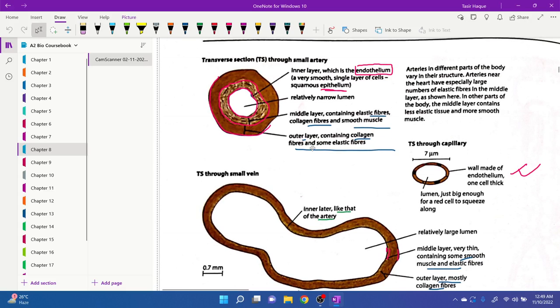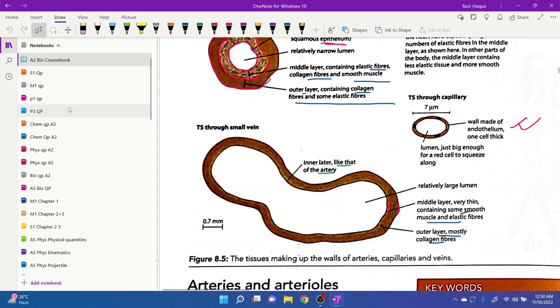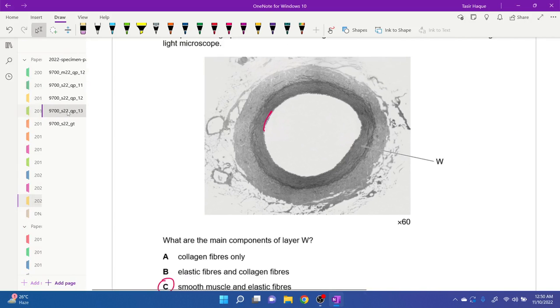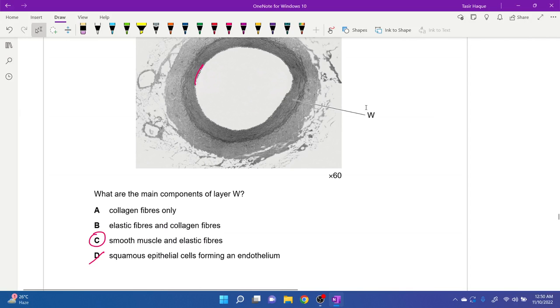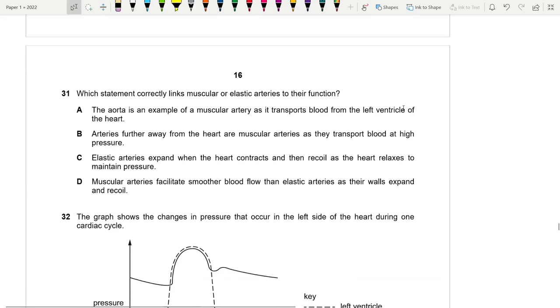Collagen is only in the outer layer. But if it was an artery, if the lumen was much narrower, the middle layer would have all three. And the outer layer, mainly collagen and some elastic fibers. Okay? Great. This is a vein. So W contains smooth muscle and elastic fibers. Last 10 MCQs then.